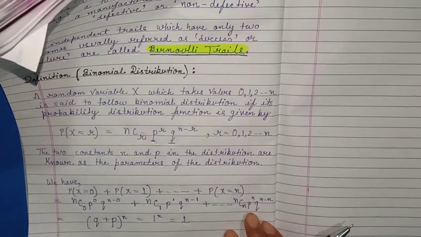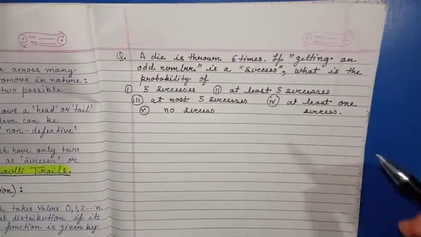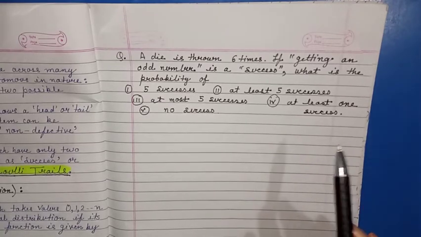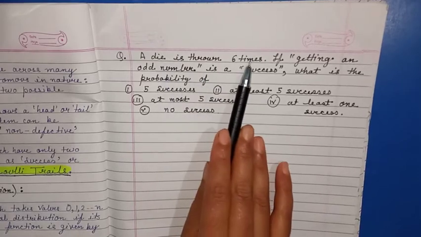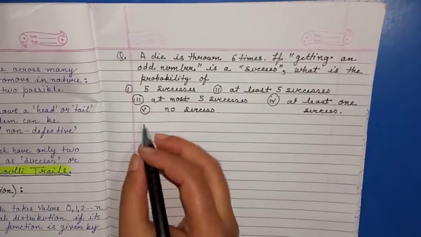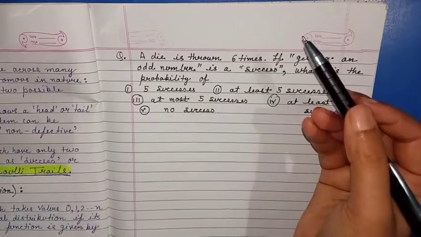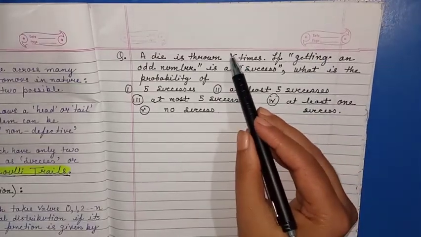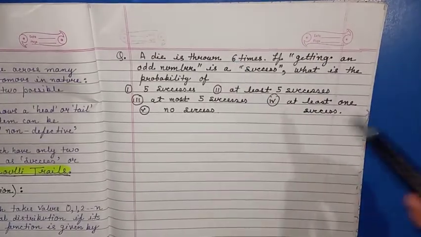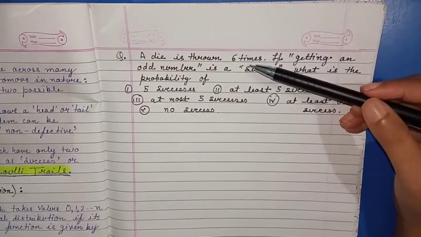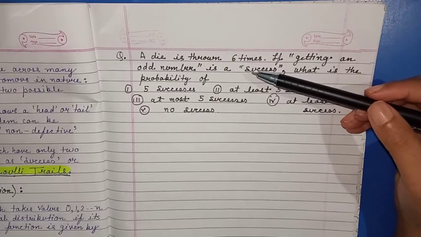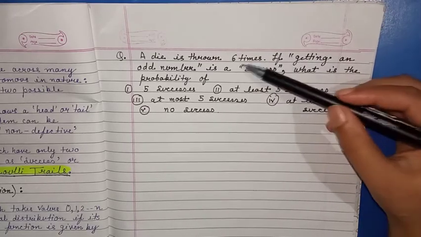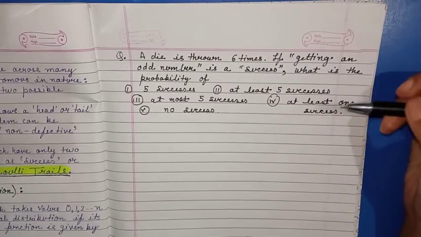Now I am going to solve a question in which you need the binomial distribution. Try to understand how I am going to use this formula. A die is thrown 6 times. Because the die is thrown 6 times, n will be 6. In binomial distribution you can find the probability of the number of times something happens.